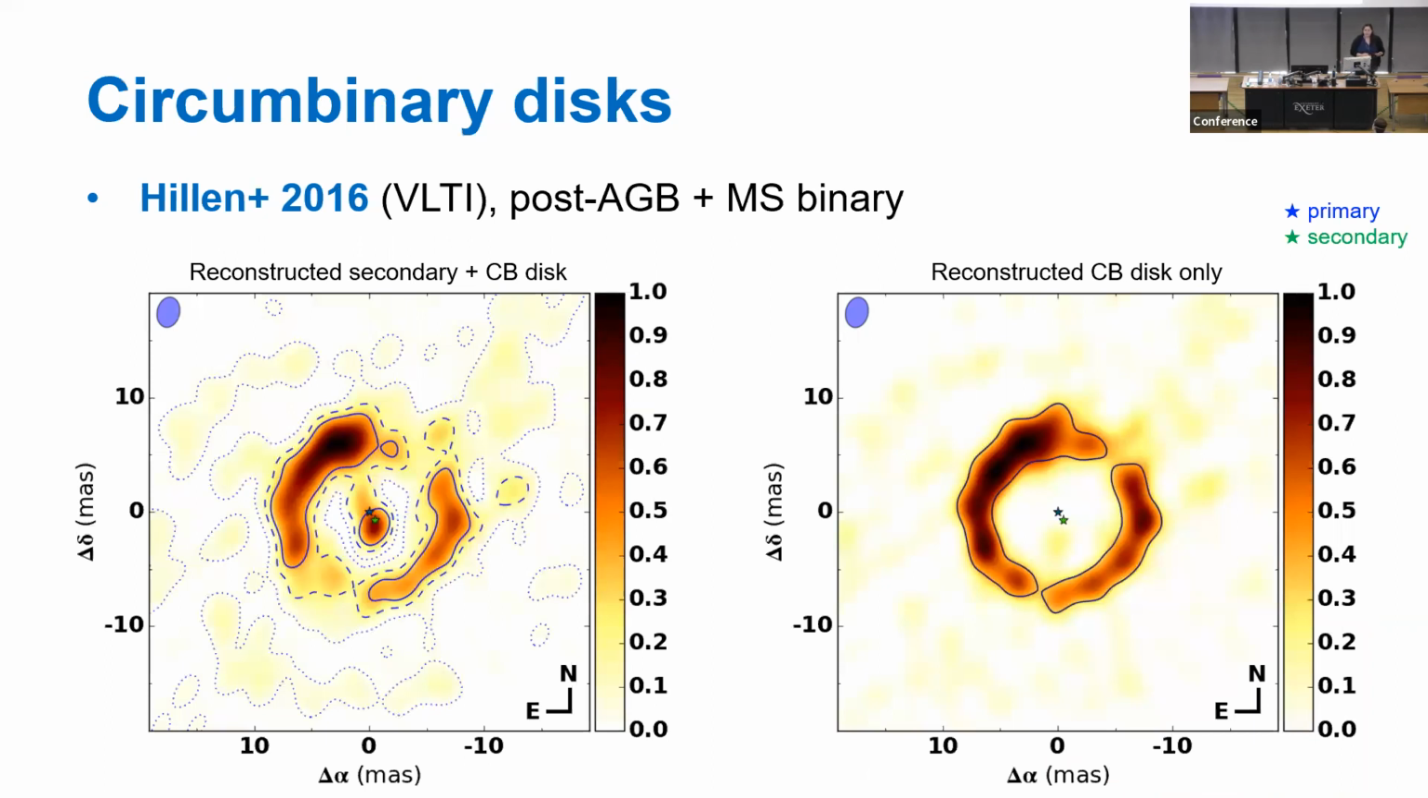So this is an example of a circumbinary disk from VLTI. If you look on the right-hand plot, the primary star is this blue star on the top left, and the secondary star is this green one on the bottom right. And then you can see the circumbinary ring here. And they also found that there was a circumstellar disk around the secondary star. So for this very evolved system, mass was kind of blown off the primary star, and it seemed to be accreting around the secondary and forming this ring around both stars.